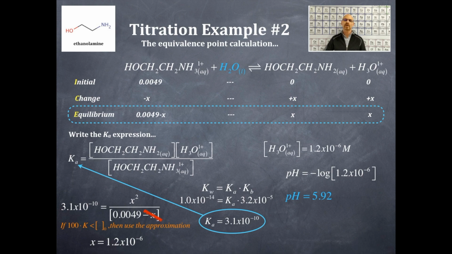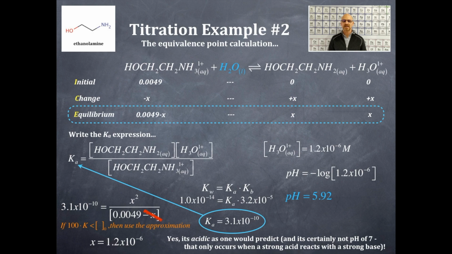Okay, now I'm going to ask myself, does this number of 5.92 seem to be a reasonable value for the pH at the equivalence point or the end point of this titration? So it's a weak base titrated against a strong acid. At the equivalence point, the acid overwhelms it. So therefore this pH should be less than 7, of which it is, and that absolutely makes sense. So yes, it's acidic, as you would predict and would expect. It's certainly not a pH of 7. A pH of 7 at the equivalence point applies to a problem where you have a strong acid and a strong base titration.